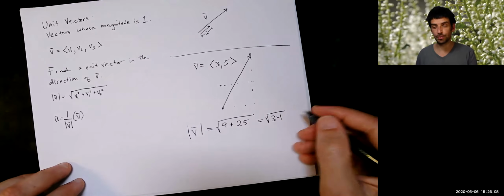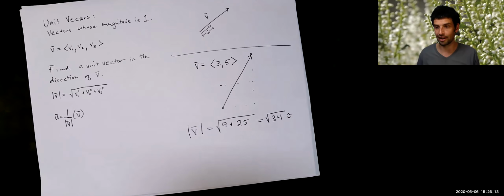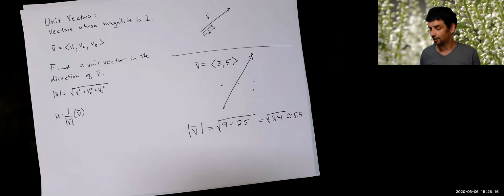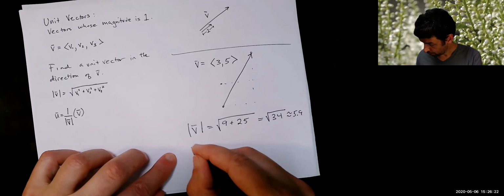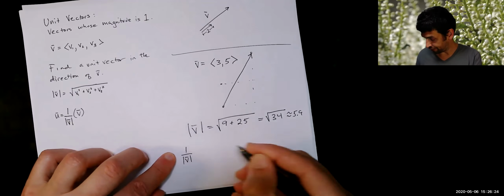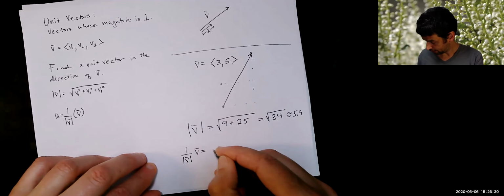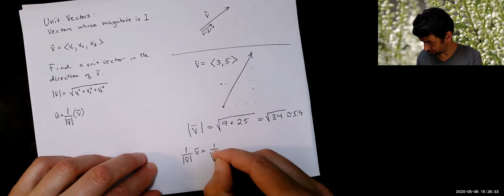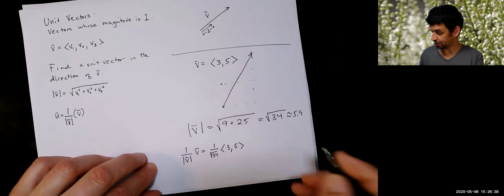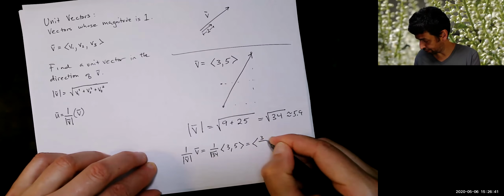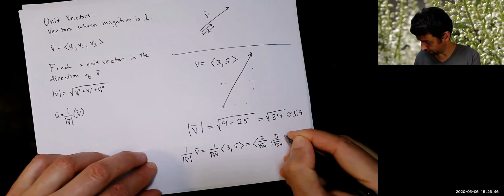So what is this going to be? Just below 6, right? 6 squared is 36. So this is going to be a little bit below. I'm just going to estimate it off the top of my head. Let's just call it 5.9-ish. I just want to make a reasonable picture. 1 over the square root of 34 times the vector v is going to be 1 over the root of 34 times the vector 3, 5, which is going to be the vector 3 over root 34, 5 over root 34.